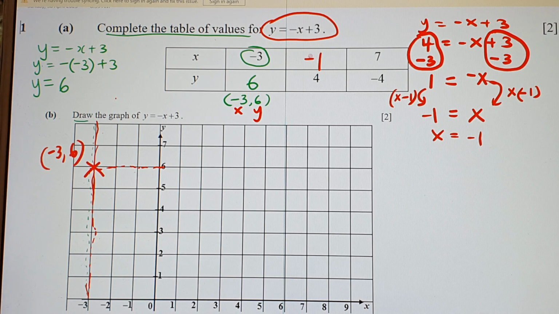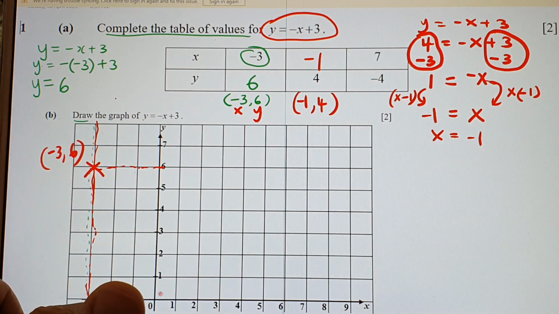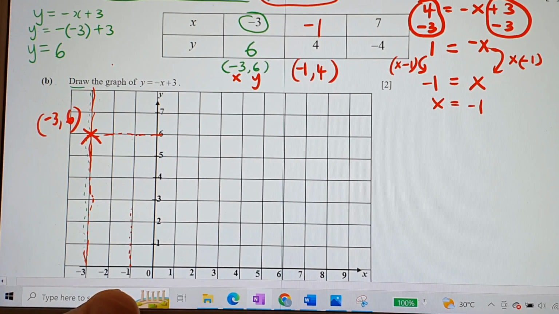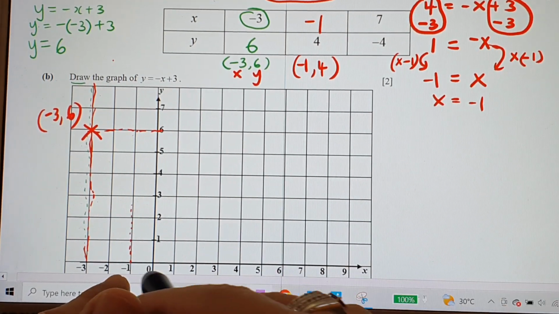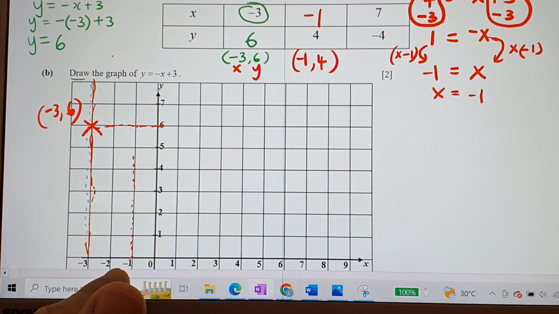So minus 1 is the x value, 4 is the y value. This is my other point. Where is minus 1, 4? Minus 1 is here. See? X equals minus 1, right? You can see x equals minus 1. It is this line here. So it should be somewhere along this line.